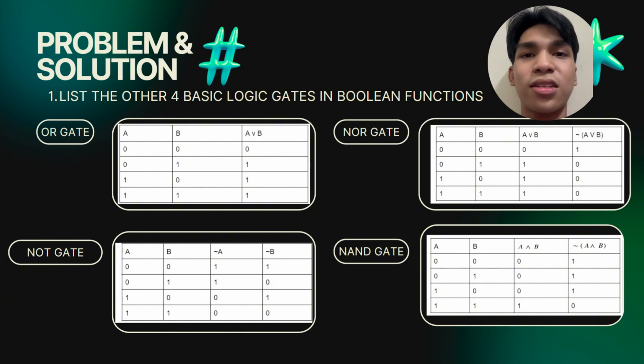So for the NOT gate, it's just the inverse of whatever elements that you have. So if it's a 0, it becomes a 1. If it's a 1, it becomes a 0, vice versa.